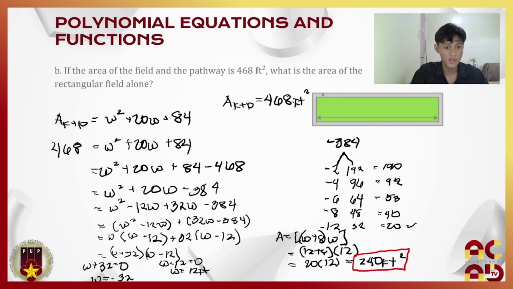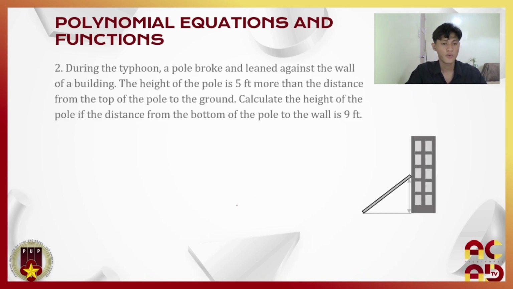So proceed tayo sa sample problem number 2. So here, during the typhoon, a pole broke and leaned against the wall of a building. The height of the pole is 5 feet more than the distance from the top of the pole to the ground. Calculate the height of the pole if the distance from the bottom of the pole to the wall is 9 feet. So ilagay natin yung mga values na meron tayo dito sa may illustration.